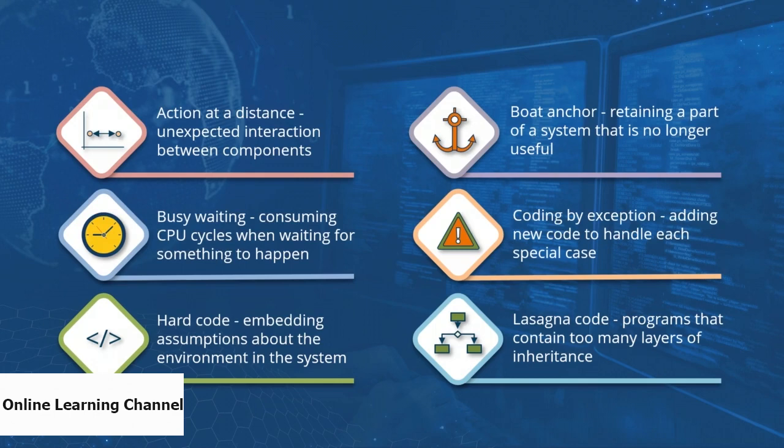Lasagna code occurs when you know that inheritance is a good design strategy under certain conditions, but you try to apply it to too many different cases where it may not make sense. You end up introducing too many layers of inheritance, and that's an anti pattern and leads to poor software, which is hard to maintain.